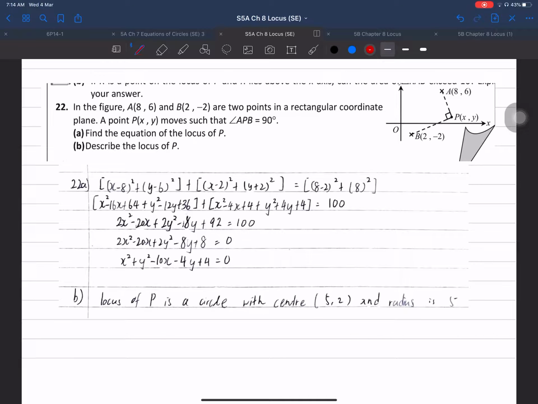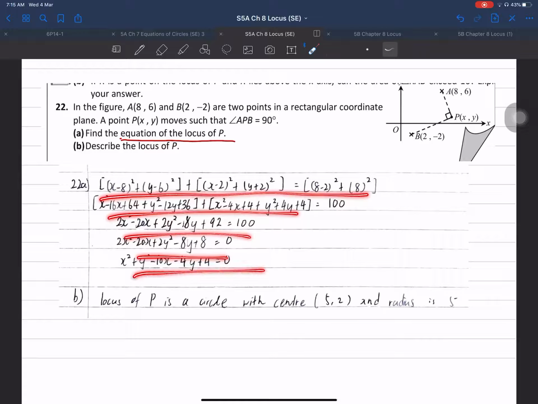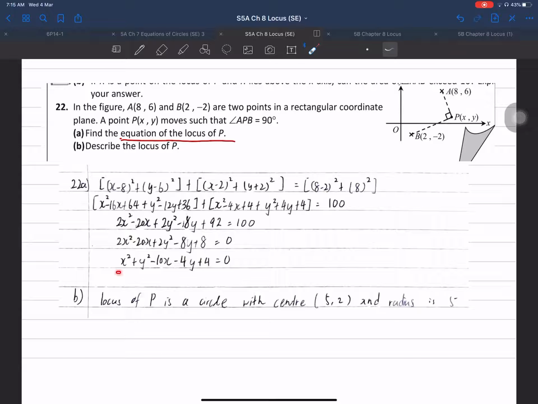Question 22, similar. And most of you can find the equation of locus of P by using the given information. There are three methods to find the locus of P. The first one is this one. You may consider distance because according to the Pythagoras theorem, I know the square of the distance of AB is the square of the distance of AP plus the square of the distance of PB. You can set up these equations and then you can find the equation of locus.